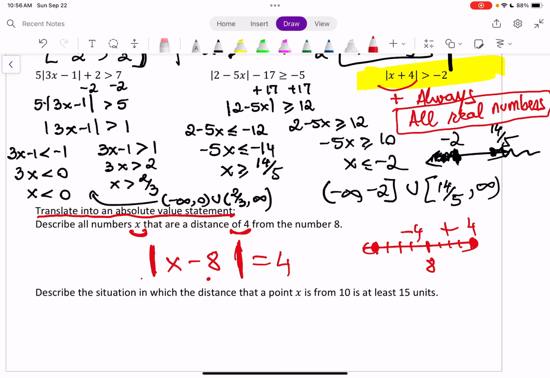Well, one of them would be 12. So yes, 12 minus 8. Absolute value of that is 4, and the other one is 4. 4 minus 8 is a negative 4. Absolute value of negative 4 is 4. So here it is. It's a correct statement.